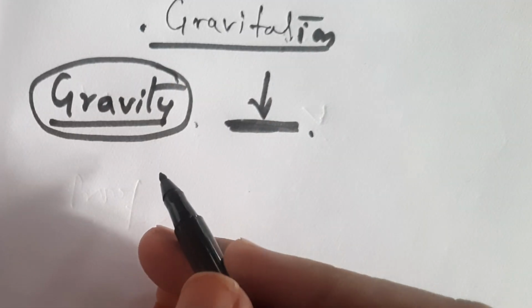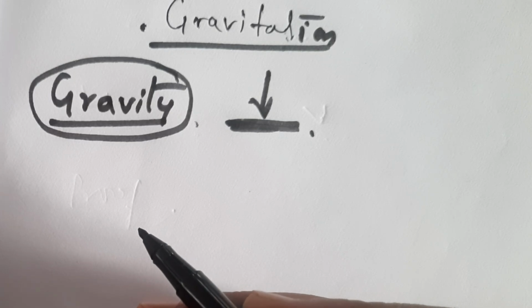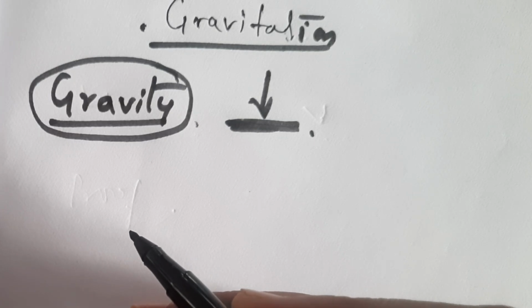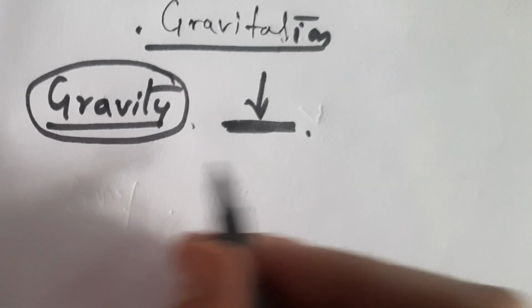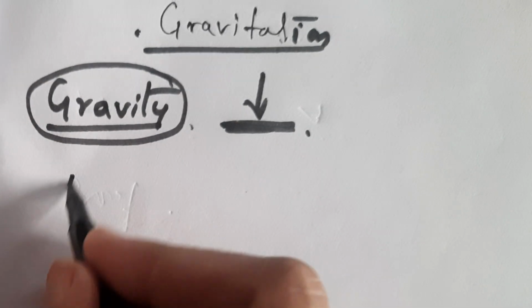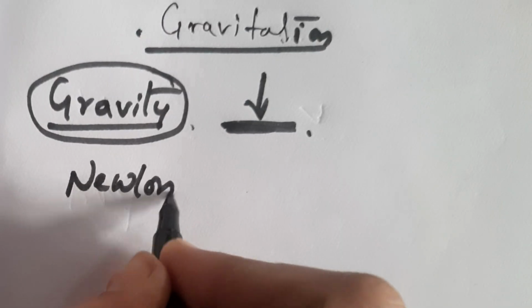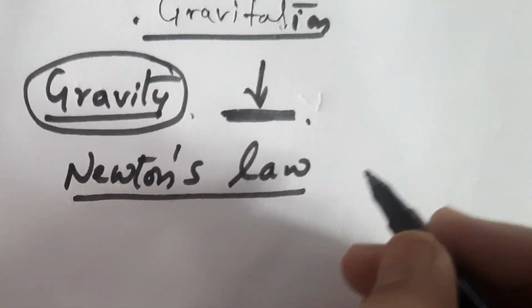Now Newton has given a law of gravitation. So instead of going through all the topics in detail, we are going to cover the important topics. In this chapter, the first important topic is Newton's law of gravitation. So what does Newton's law of gravitation state?